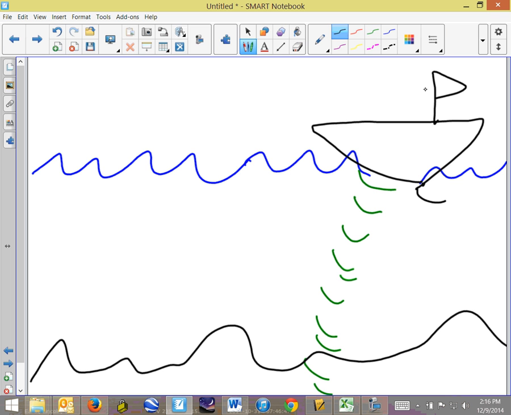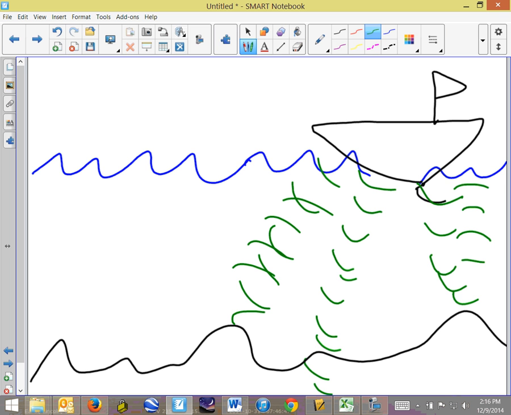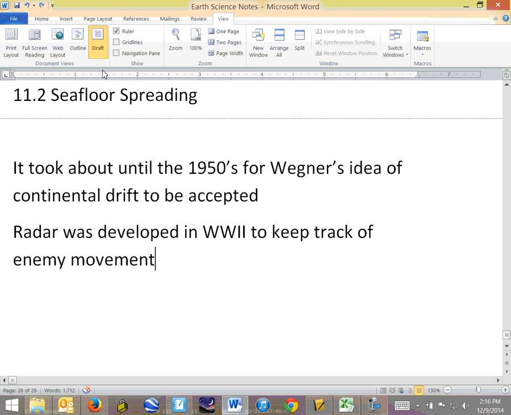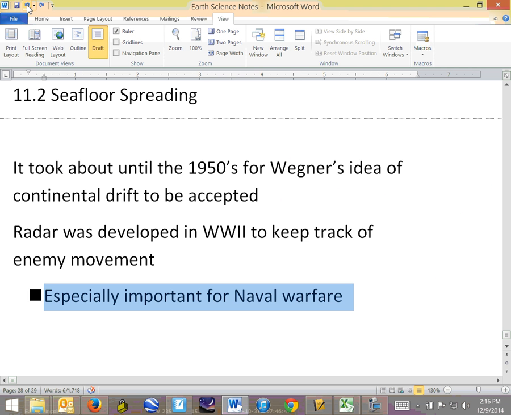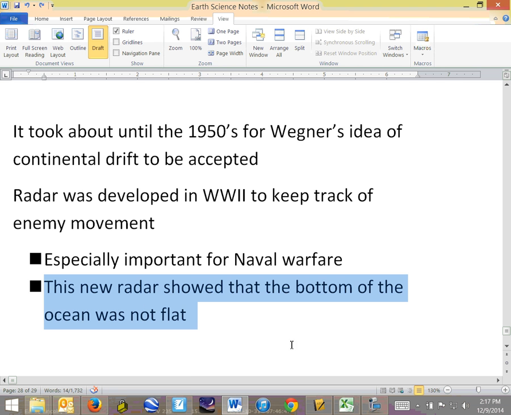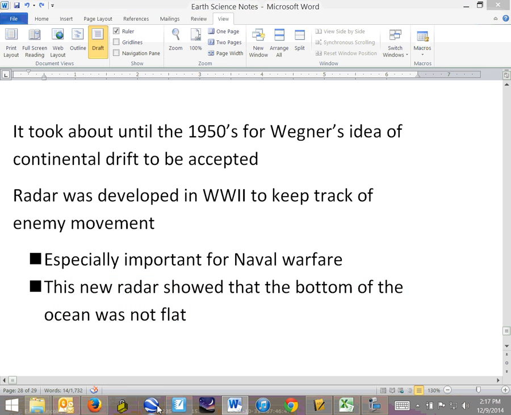So you could easily detect this bumpiness using sonar, and it would kind of map out where ridges and things like that were. So the prevailing thought at the time was that the ocean was mostly flat, which turned out to be completely wrong. Okay? So again, this radar is important for naval warfare, and it showed that the bottom of the ocean was not flat, as originally thought.